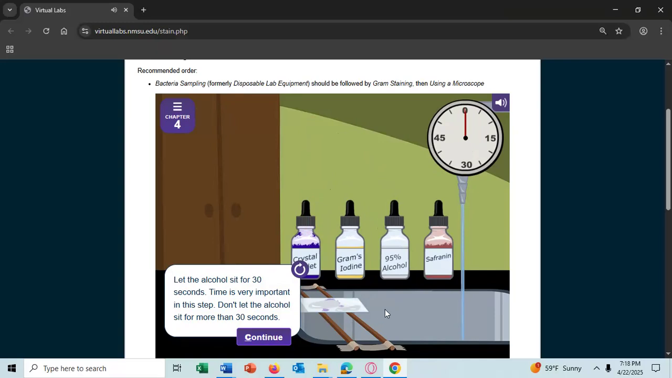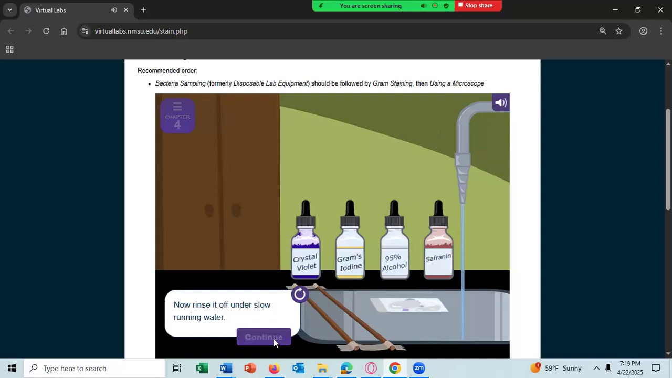All right, they're using 30 seconds because they're only using alcohol. In most of our labs, as well as in our lab at Clark College, we use acetone alcohol or alcohol acetone, which is stronger, and it's only applied for 5 seconds. But the 95% alcohol is weaker, and that's why it's applied for 30 seconds.